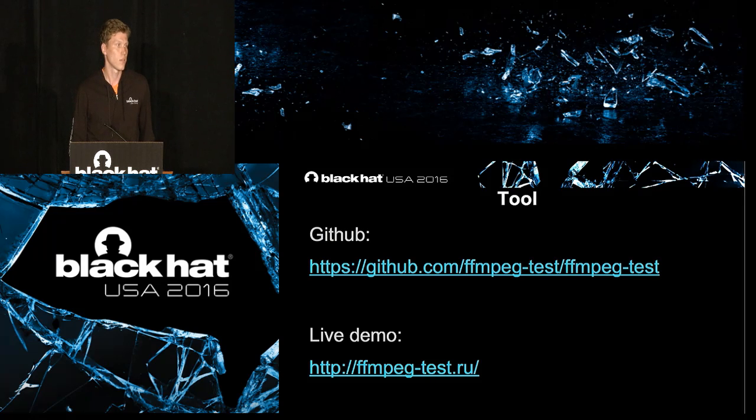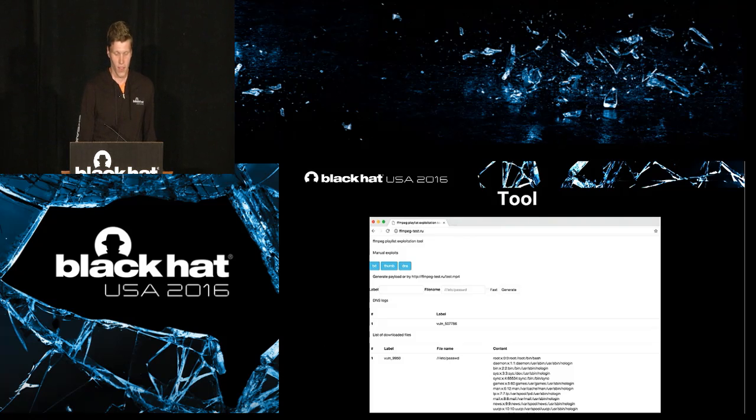You can check your own system. You can grab our tool from GitHub and set it up on your web server, or you can check our live demo on the site FFmpeg-test.ru. It looks something like this. You can get our exploits from the previous parts, or generate your own to read some particular file you want to read. And at the bottom, you see all DNS logs, which show that the service is vulnerable, and all data got from HTTP.